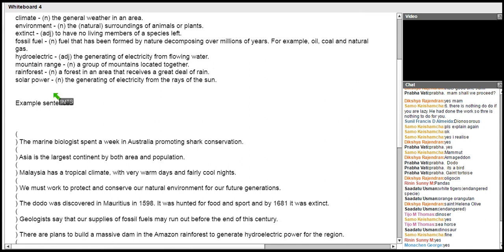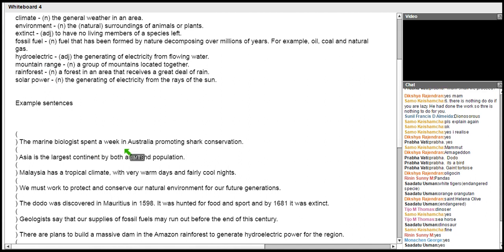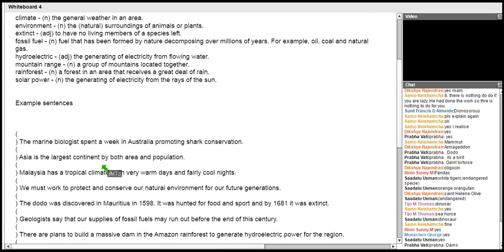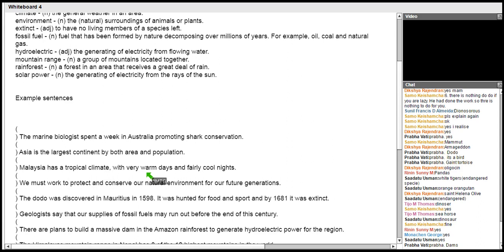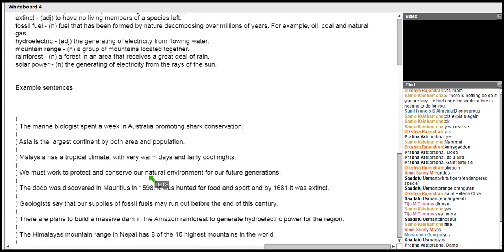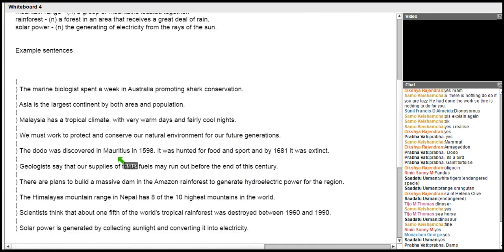Now let's deal with the sentences associated with these words. The marine biologists spent a week in Australia promoting shark conservation. Asia is the largest continent by both area and population. Malaysia has a tropical climate with very warm days and fairly cool nights. We must work to protect and conserve our natural environment for our future generations. The dodo was discovered in Mauritius in 1598. It was hunted for food and sport, and in 1681 it was extinct.